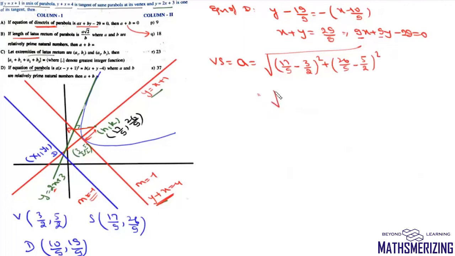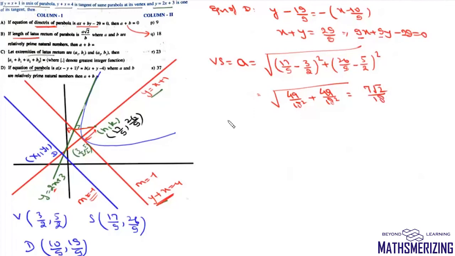So we'll get this as 32 minus 27, so that's 7 square, 49 by 18 square. And here it will be 52 minus 45. So again, there will be 49 by 18 square. So we can write it as 7 root 2 by 18.